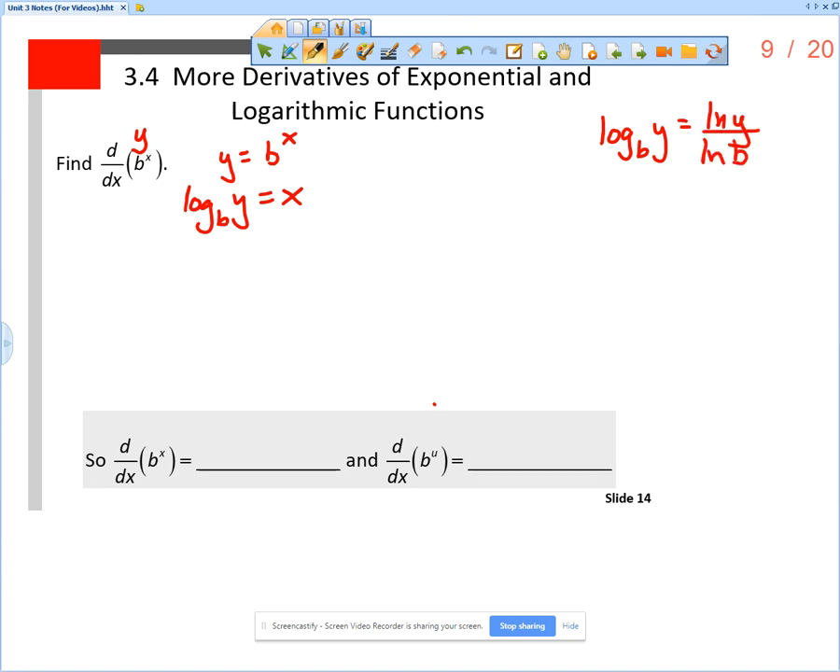This is a property of logarithms that you should be familiar with, that we will discuss a little bit more in a few minutes. But anyway, I can rewrite the left side of this equation as the natural log of y divided by the natural log of b, and then equals x. All right, now, once we are here, we are going to take the derivative of both sides. But some people would look at the left side and think we need to use the quotient rule. We actually do not need to use the quotient rule.